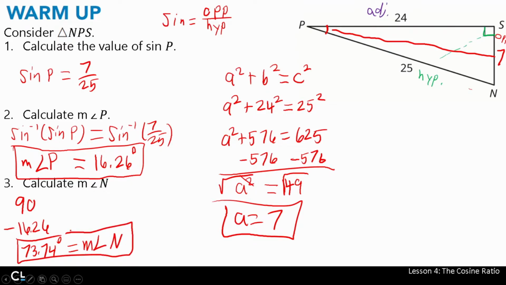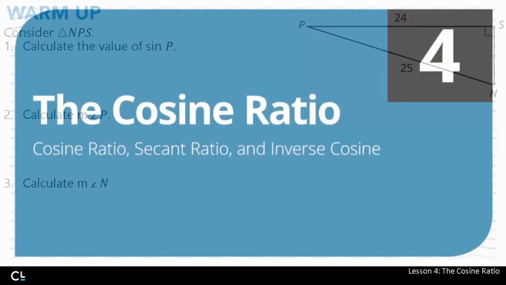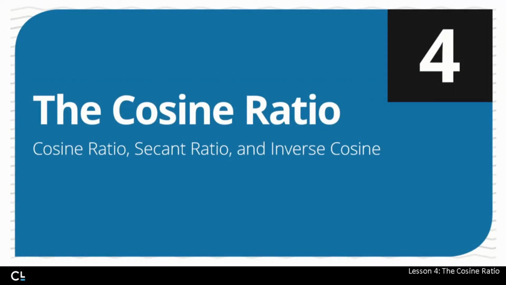There's our warm-up. Right? This is all we learned about our sine ratio in our last lesson, probably the one that we learned yesterday. Or if you're watching this on YouTube, hopefully you've watched it already and now you know it. So let's get to today's lesson. And as I said, it's about the cosine ratio. So we're going to learn about the cosine ratio, the secant ratio, and the inverse cosine ratio.